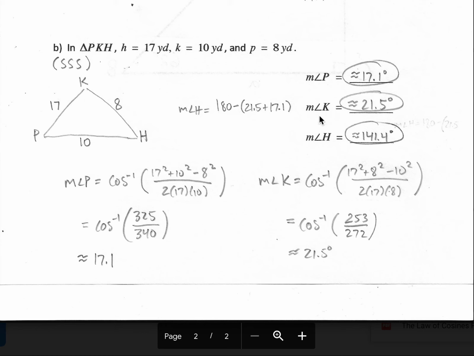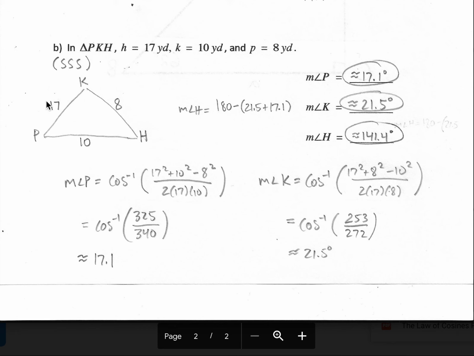Next, I'm going to solve for angle K. Although you could solve for angle H if you want. Challenge yourself and see if we get the same answer here. For angle K, inverse cosine, what I'm going to do is take the square of those two sides closest to my angle, add those squares together, and then subtract the square of the side that's farthest or opposite. Doing that, I get 253.